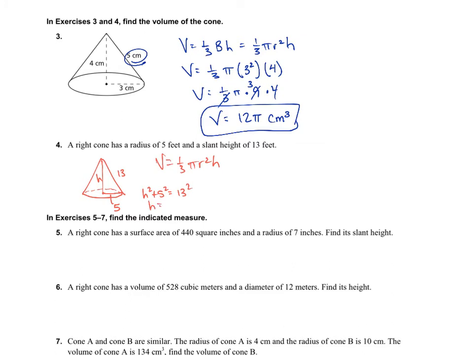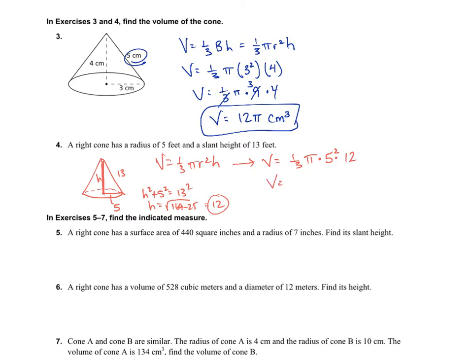So h is going to be the square root of 169 minus 25, and that'll come out to be 144. It's a Pythagorean triple. Square root of that is 12. So the volume ends up being 1/3 pi, the radius is 5 squared, and then this height right here is 12. So let's finish this off.